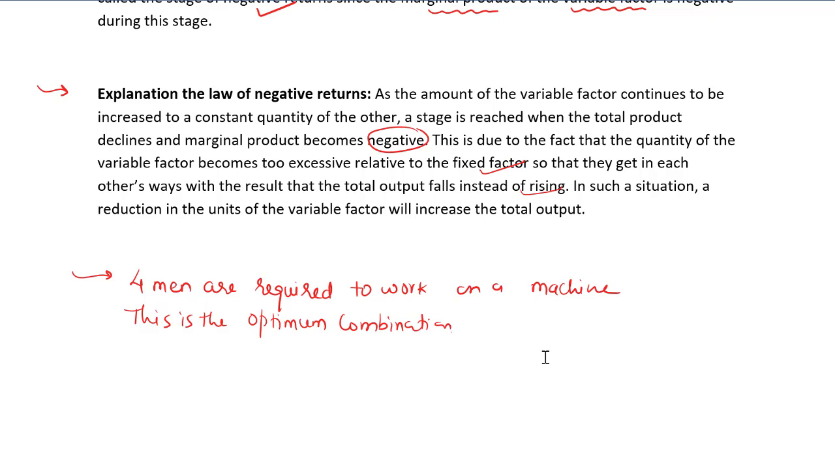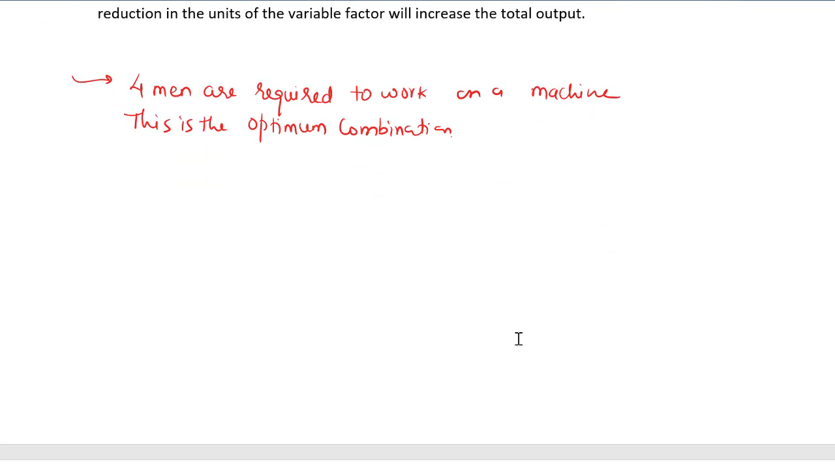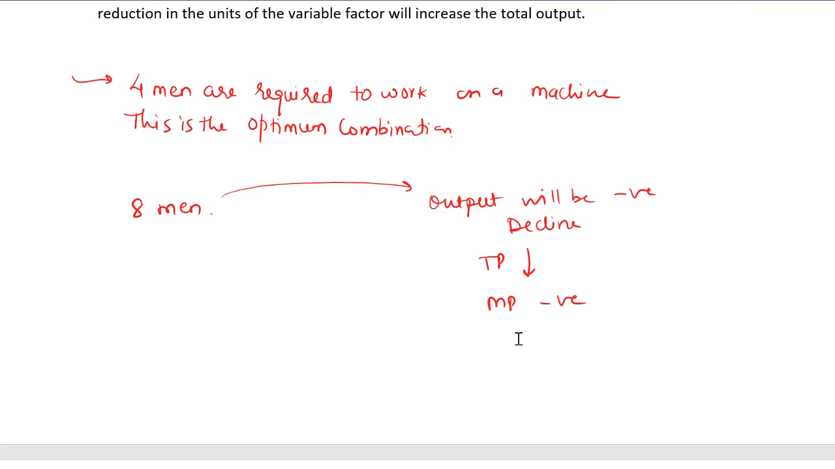If you are employing the fifth man, in that case the additional output will be nil. But supposing if you employ 8 men on the same machine, in that case the output will be negative. Output will decline. That means output will decline. So total product will decline and marginal product will become what? Negative. I hope you understood.